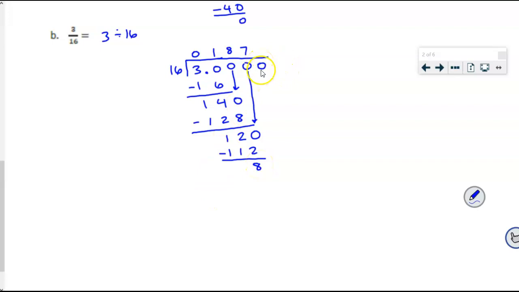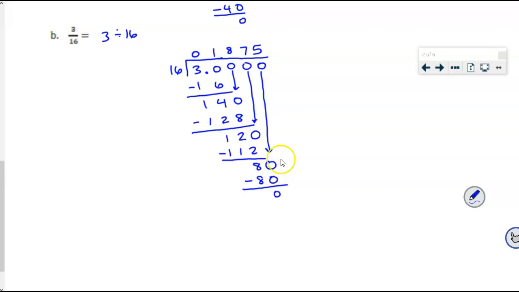Annex a 0. Bring it on down. Can 16 go into 80? It can. How many times, Oren? 5 times. 16 times 5 is what, Oren? Oh, thank goodness. Right? Weren't you guys feeling kind of relieved there? Did you feel like maybe it was going to be repeating and go on forever? It was lasting a long time.